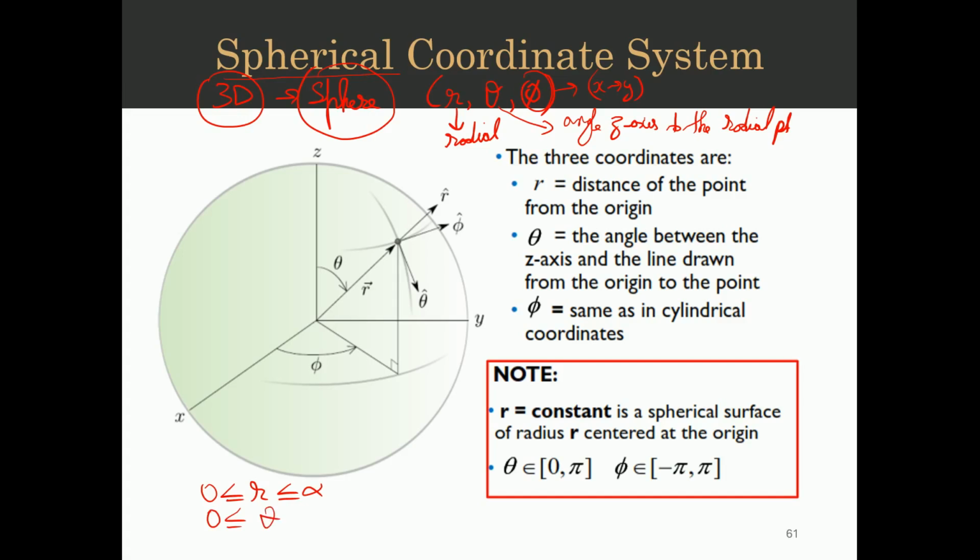For theta it is from 0 to pi, sorry, in this case it will be pi, and for phi it will be from 0 to 2 pi. So these are the ranges that can be used to locate any point in space, in free space. So the cylindrical coordinate systems are drawn.